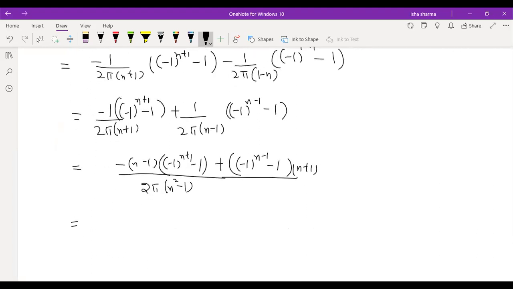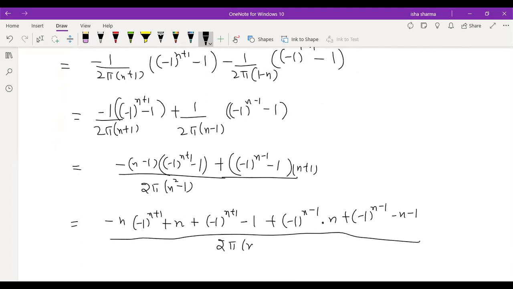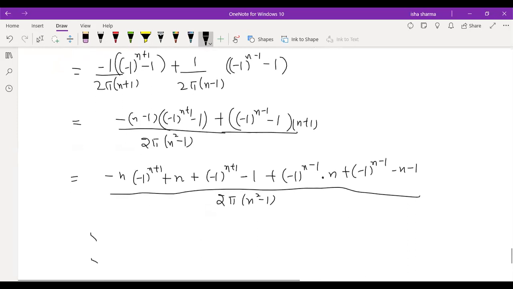Yes, what is going to happen? Minus n into minus 1 raised to power n plus 1, minus n, and then there are two negatives plus, and this one will be plus minus 1 raised to power n minus 1 into n plus minus 1 raised to power n minus 1, minus n minus 1. So you see what is the answer? Are the terms getting cancelled? You simplify this and tell me the answer.